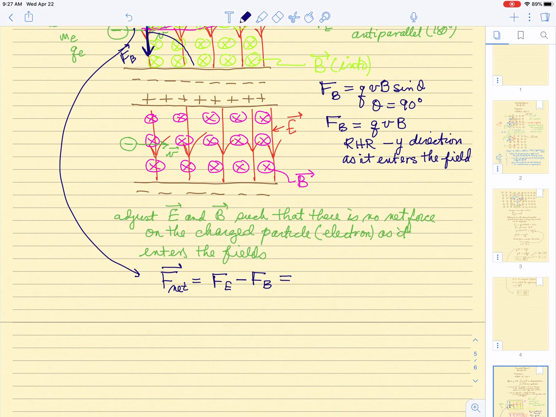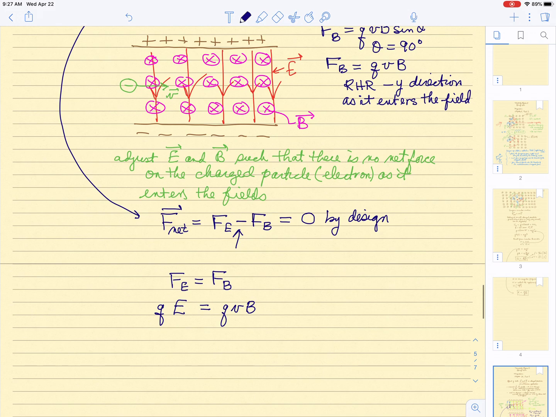And if we want that net force to be zero, by design, then F electric is going to be equal to the force magnetic. And so this will be QVB in magnitude. We already took care of the sign up here. This is going to be QVB. So this is going to be Q times E. This is going to be QVB.